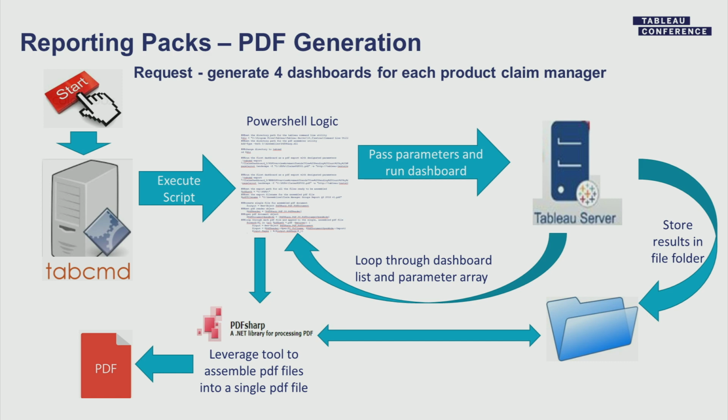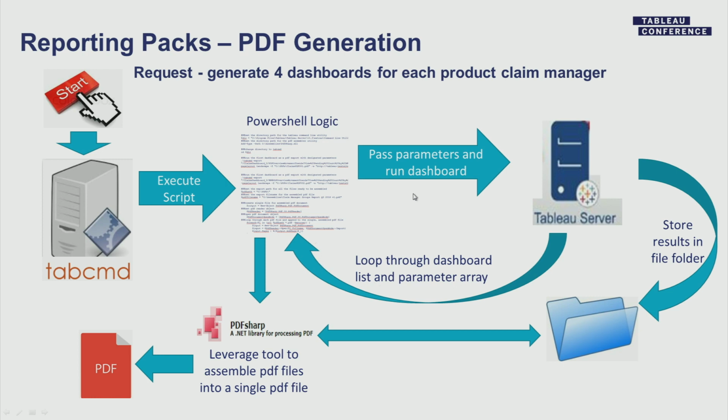And it sends a call out to Tableau. And it passes the appropriate parameters from the claim manager list or any other filters that you have, and runs the report or the dashboard in Tableau server, right? And tells Tableau server, run it as a PDF, and when you run it, stick the output of the PDF into this folder. That folder actually sits back on the tabcmd server, but too many arrows going all over the place. And then it'll loop through here, right?